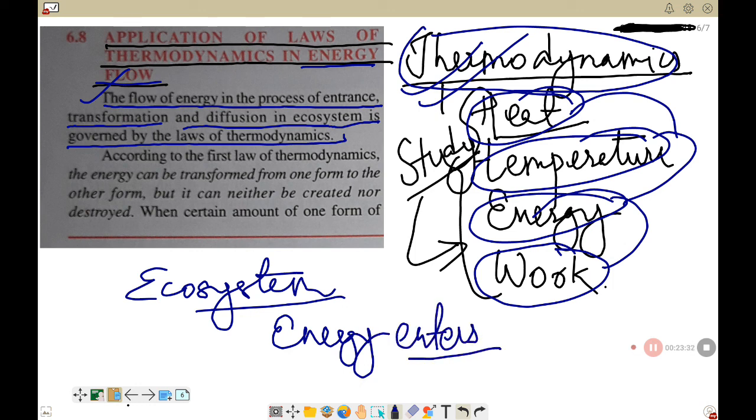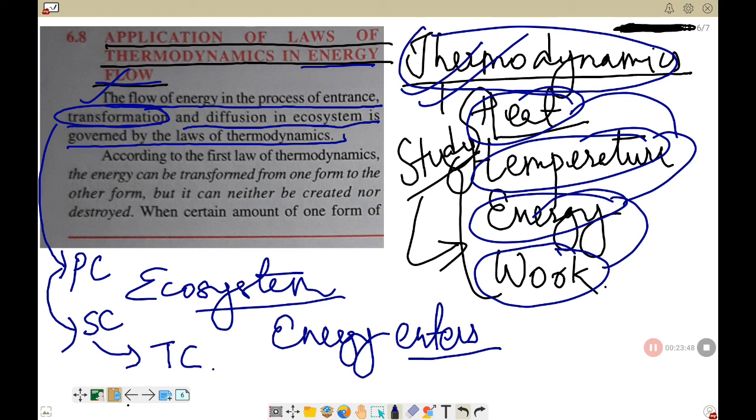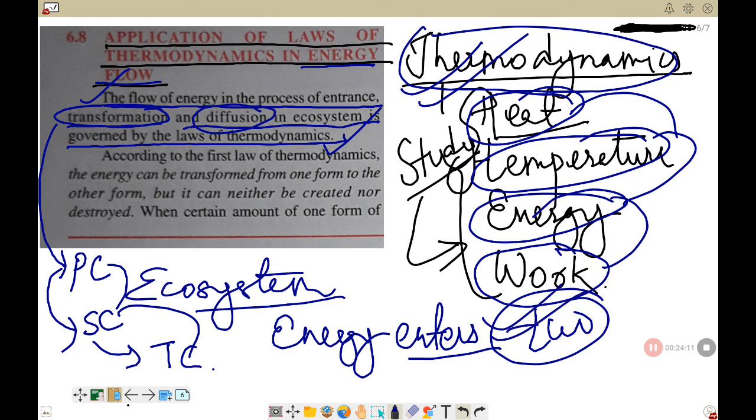from the sun, some portion of the energy is transferred from the producer to the primary consumer. From the primary consumer it goes to the secondary consumer. From the secondary consumer it goes to the tertiary consumer. So there is a transformation of energy from one consumer to another, and some of the energy is also lost in the process of transformation, isn't it? To understand this concept, you can apply the laws of thermodynamics, and there are two laws of thermodynamics. How many? Two laws of thermodynamics.